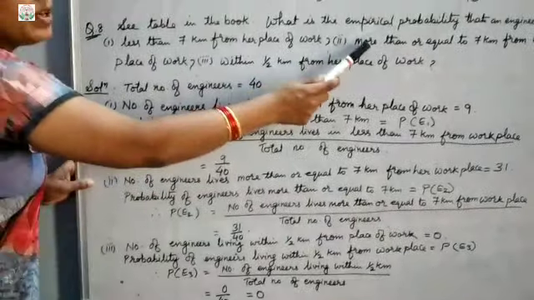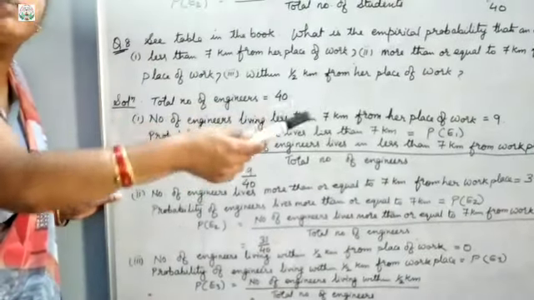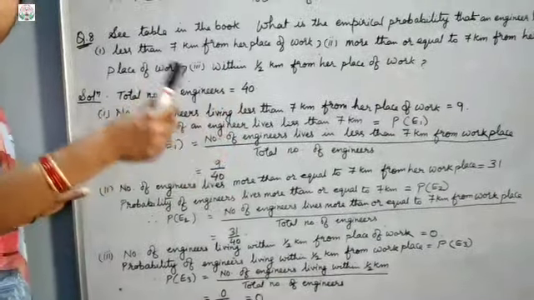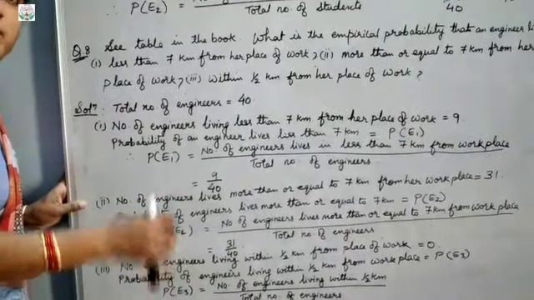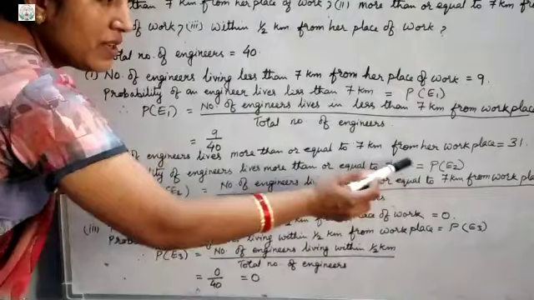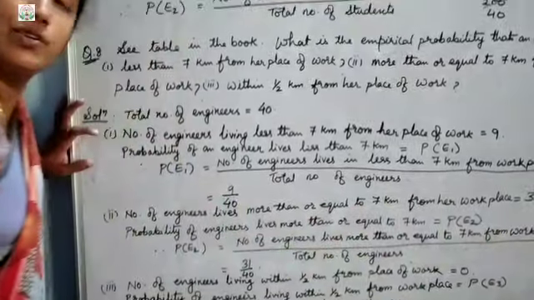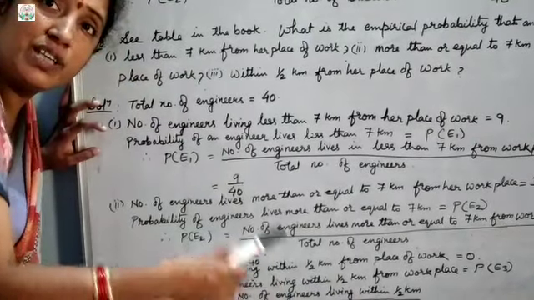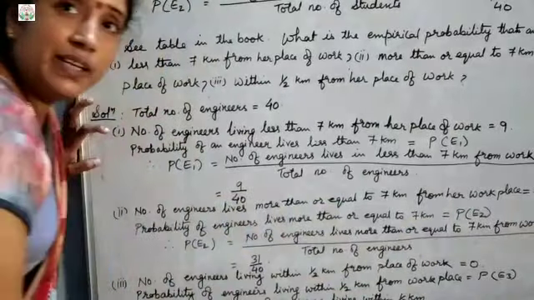Second part of the question, what is given? More than or equal to 7. Means those who are staying more than 7, like 8, 9, 10 kilometers, 11, 12, 13, 14 kilometers distance from the workplace, and equal to 7. Means 7 is also included in that. So engineers staying equal to 7 and more than 7 will be how many? 31. Count that, including 7: 7, 8, 9, 10, 11, 12, 13, 14. You see the book and count the numbers. So it is coming as 31.